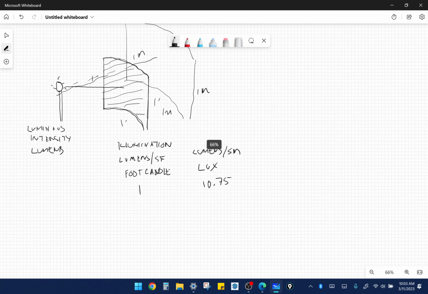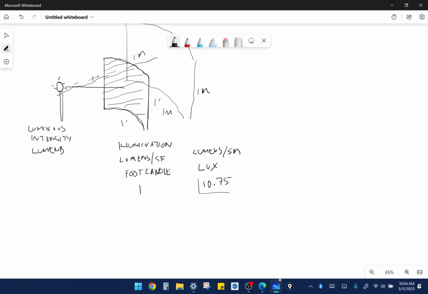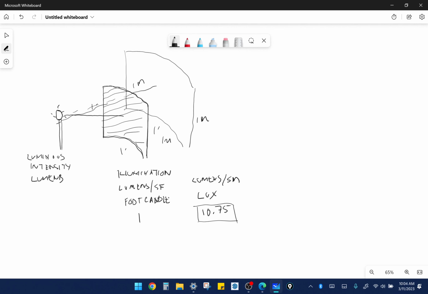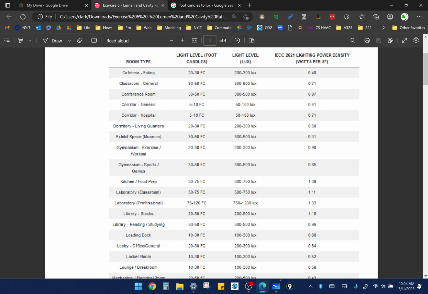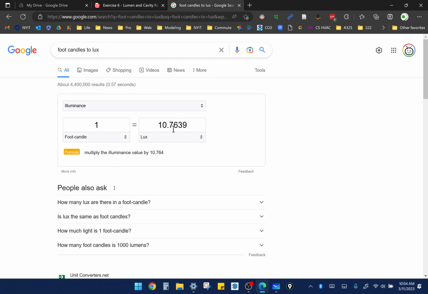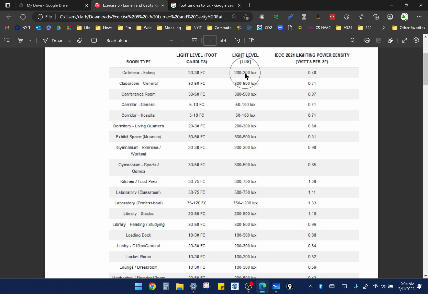Then we get much less light hitting this surface because it's further away, and the amount of light hitting it is being reduced by the square. This is why we're saying it's about 10 times more. If you look it up, it's 10.75 lux per foot candle. But often we'll just round. That sure is convenient, just to say times 10, so that may work for us in terms of what we're trying to do.